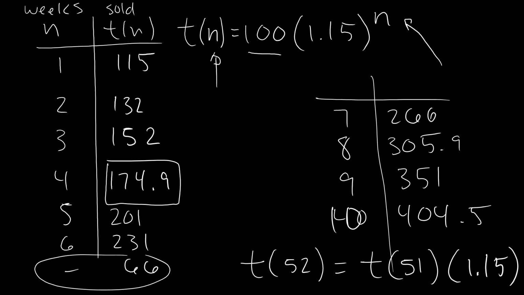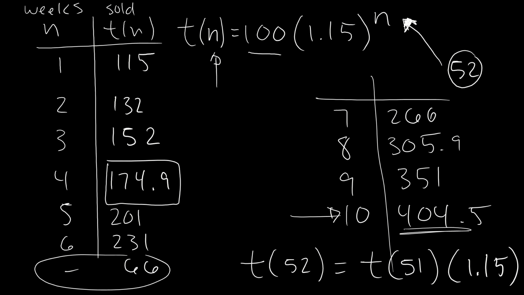What's nice about this is now I could just change this number n instead of writing it as a variable, and I could put the number 52 in there, and this expression will give me how many I expect to sell during that week. Now, as a check, I'm going to try it for the 10th week. I'm going to plug 10 into this and see if it gives me about 404. So I'm going to go 100 times 1.15 raised to the 10th power, and when I do that, I do get the 404.5.